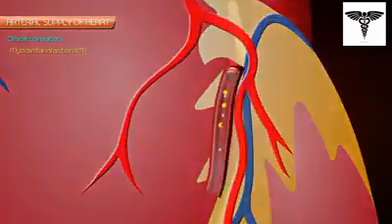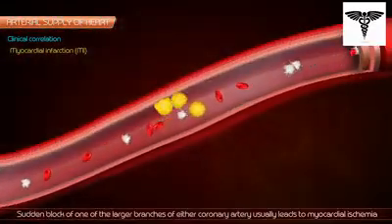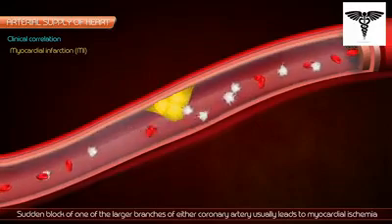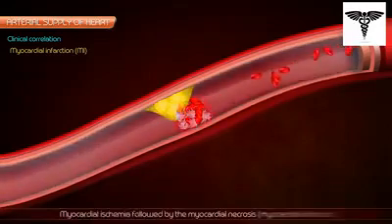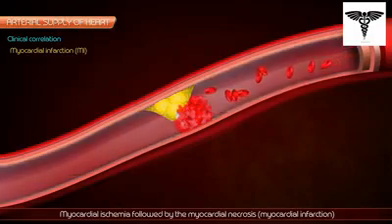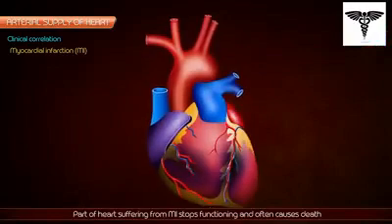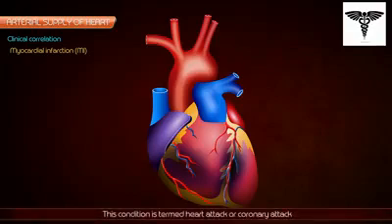Myocardial infarction. A sudden block of one of the larger branches of either coronary artery usually leads to myocardial ischemia, followed by myocardial necrosis, which is myocardial infarction. The part of the heart suffering from myocardial infarction stops functioning and often causes death. This condition is termed heart attack or coronary attack.